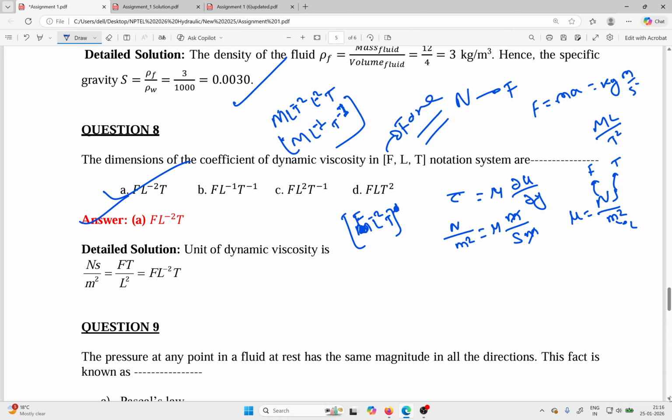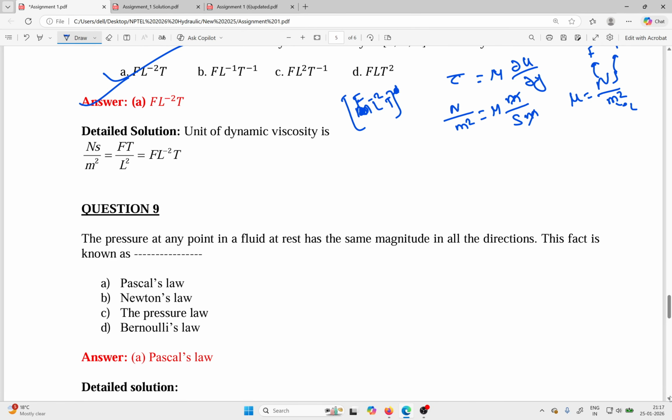The pressure at any point in a fluid at rest has the same magnitude in all directions. This fact is known as your Pascal law, Newton's law, the pressure law, or Bernoulli's law.